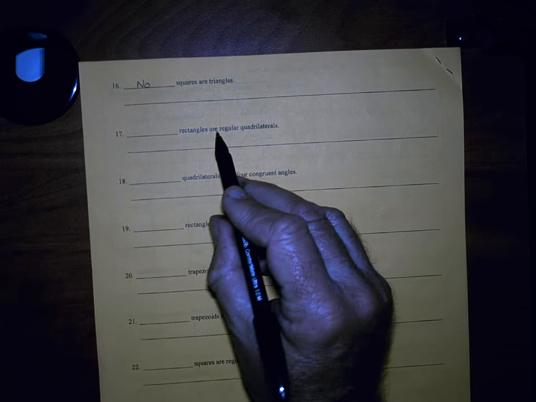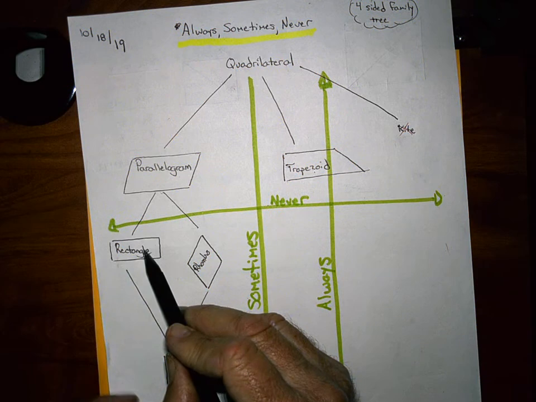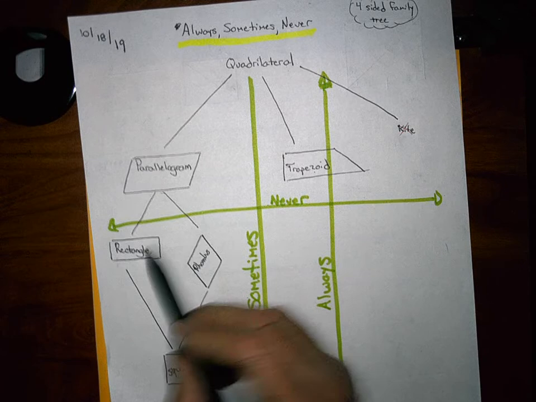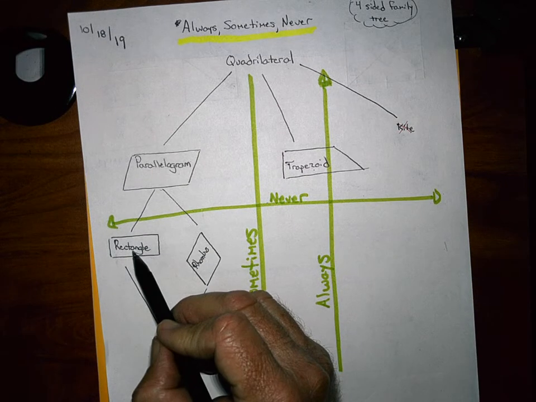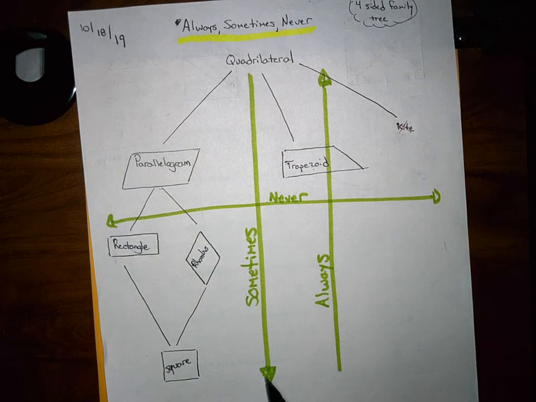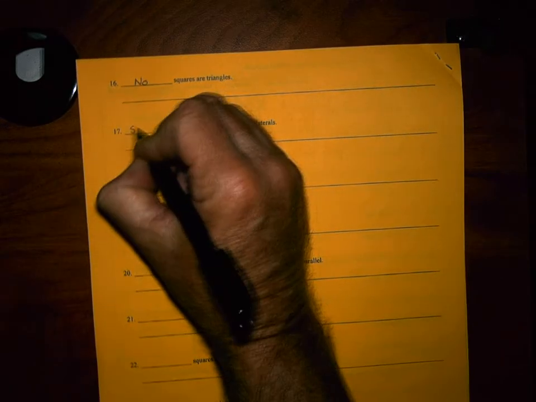Rectangles are regular quadrilaterals. Okay, so here we have rectangles, and then we have regular quadrilaterals. So what is a regular quadrilateral? That's where you got to think, well, that's a square. So we're moving down the shape, so that would be sometimes. Okay, number 17 is sometimes.